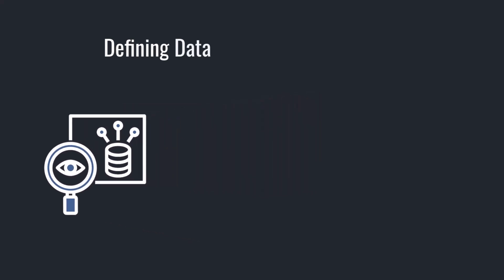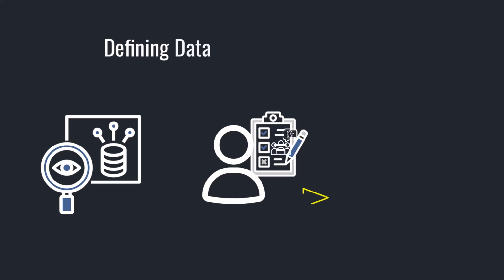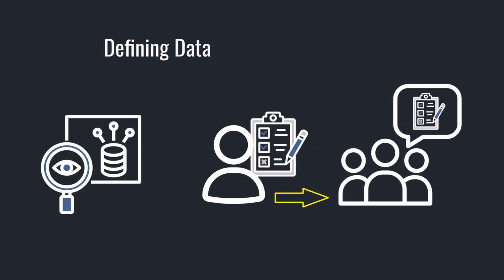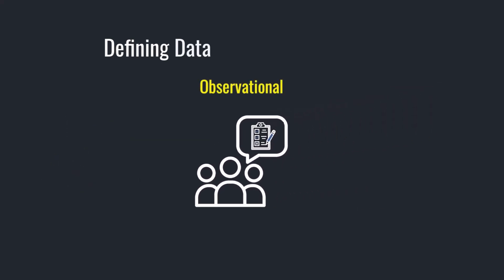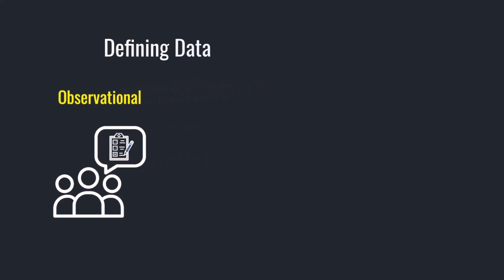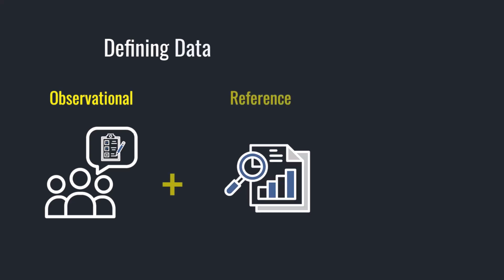For example, if you are studying people's opinions, you may distribute a paper or electronic survey to participants and use their responses as your data. This would be observational data generated by recording observations of events or phenomena captured outside of a lab or controlled environment. During your research, the observational data could also be combined with reference data.